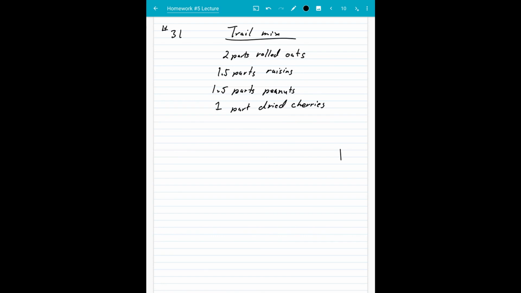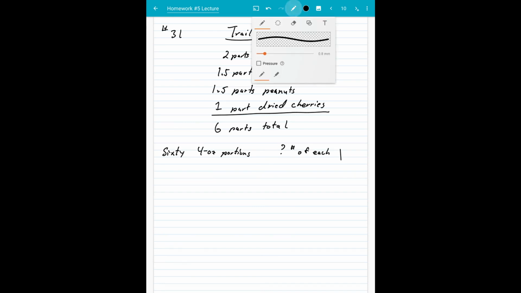What we want to do is then figure out the total. If we add up all those numbers, 1.5 plus 1.5 makes 3, plus 2 makes 5, plus 1 makes 6 parts total. It's saying you need to prepare 64-ounce portions of trail mix for a Girl Scout troop outing. How many pounds of each ingredient do you need? So, question mark, pounds of each ingredient. Let me erase this little line.